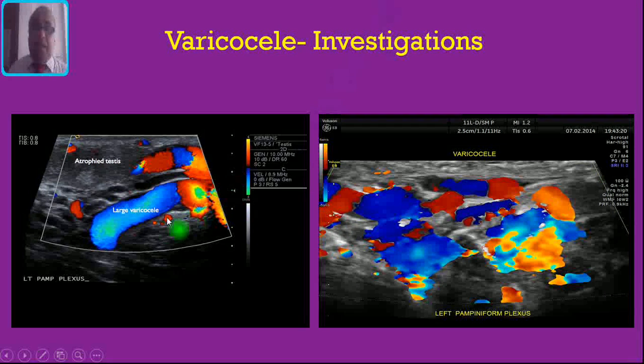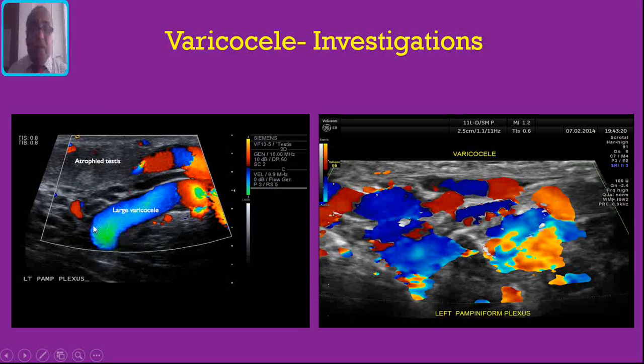So this is the color Doppler, venous color Doppler. You have to do it over the scrotum. You have to place the transducer. You will be seeing the large dilated pampiniform plexus of the veins. Here you are seeing the large varicocele. Here also you are seeing many dilated pampiniform plexus veins.